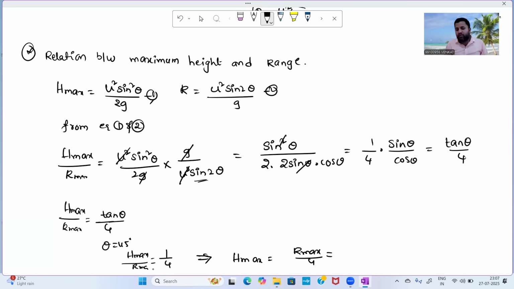Otherwise, R max equal to u square by g, so H max equal to u square by 4g. Right? So this is the relation, and some more applications are there. In the next class, we can discuss related topics and some JEE and NEET questions in part 2.